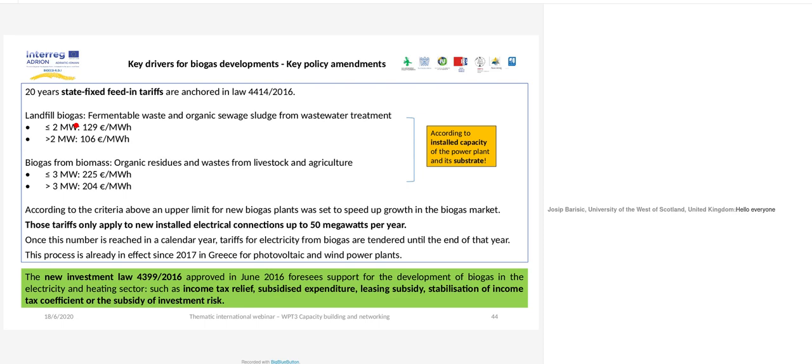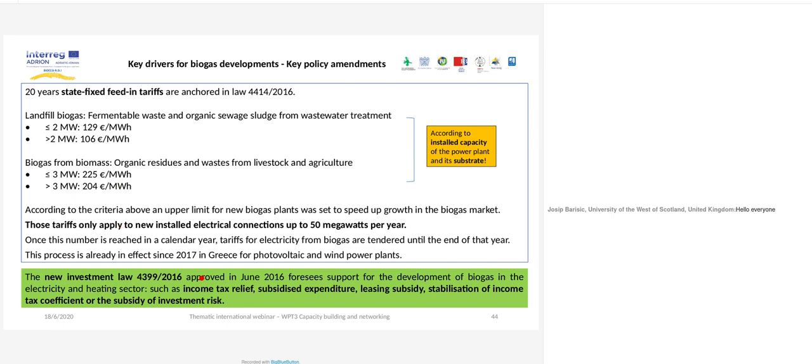And it is considering the biogas produced according to the installed capacity of the power plant and its substrate to be used. So you have here landfill biogas, for example. It's coming from fermentable waste and organic sewage sludge from wastewater treatment. Here we have another feed-in tariff, then the biogas from biomass originating from organic residues and wastes from livestock and agriculture, which has a higher feed-in tariff.